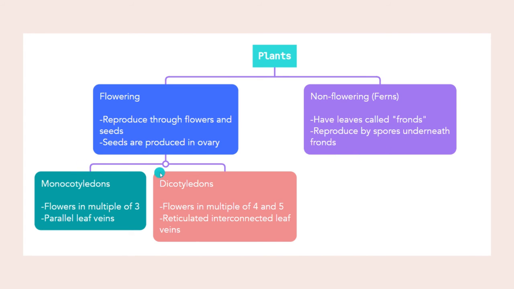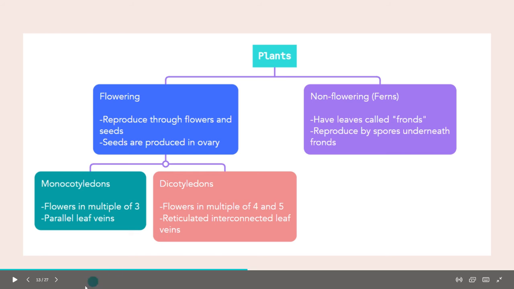Flowering plants are classified into two: monocotyledons and dicotyledons. In small terms you can call them monocot and dicot. How can you identify monocot and dicot? Monocots have flowers in multiples of three and they always have parallel leaf veins. Dicots have flowers in multiples of four and five and they have reticulately interconnected leaf veins.